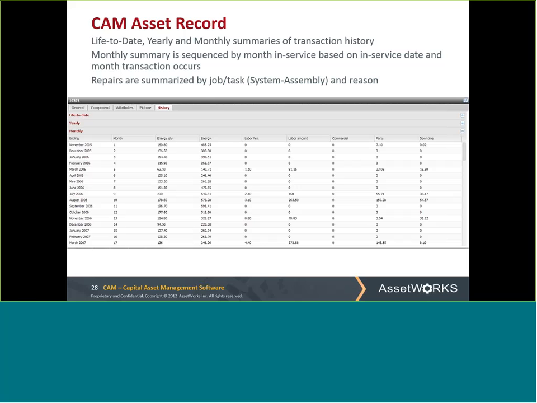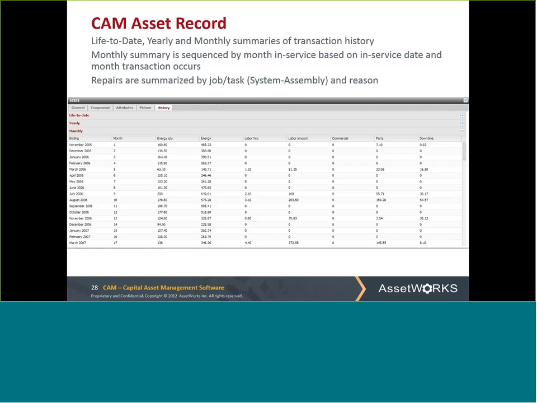Now, one of the things we do is tag it with the month that it occurred in, but we also then organize it based on the service month of the asset. So we group things by what occurred in the first month of the asset and what occurred in the 10th and 12th and so on.